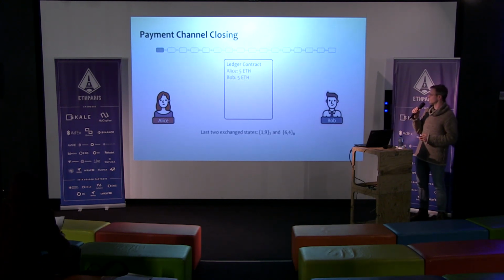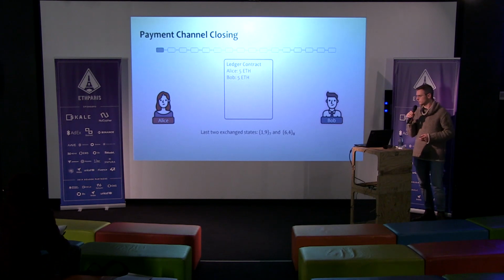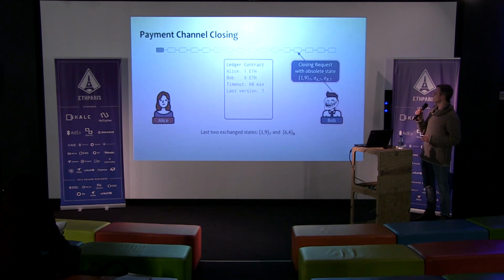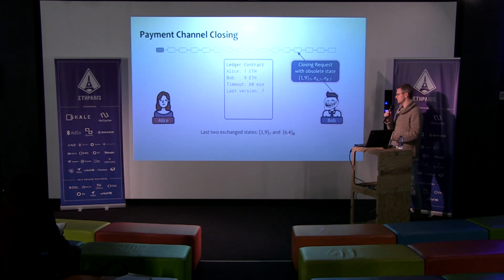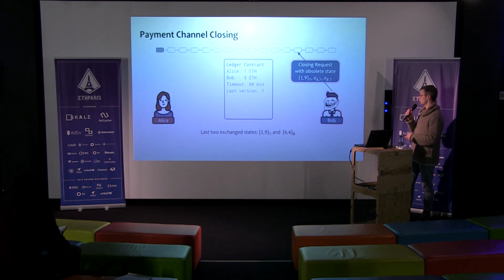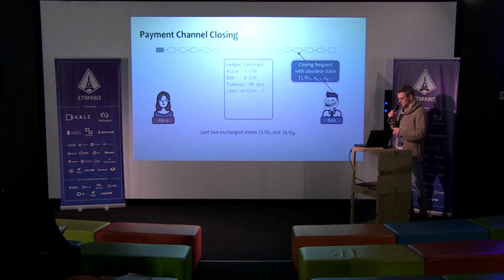Now we look at a closing protocol where Bob is malicious. So Bob wants to send a closing request with an obsolete state. So let's assume they had 8 transactions in total. The latest balance was 6.4. The balance before that was 1.9. So this one is much better for Bob. That one was better for Alice. She has 6, Bob only 4. And here this one's better for Bob because he has 9. And he submits version 7 without Alice knowing initially.